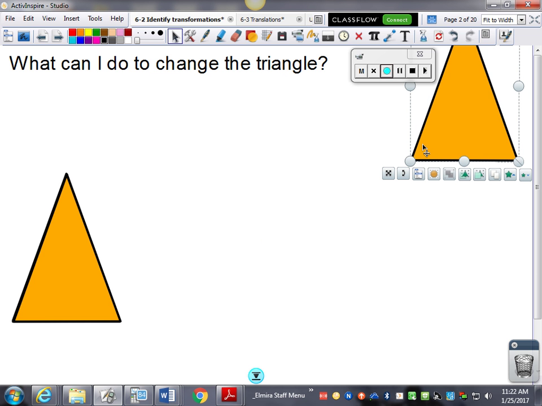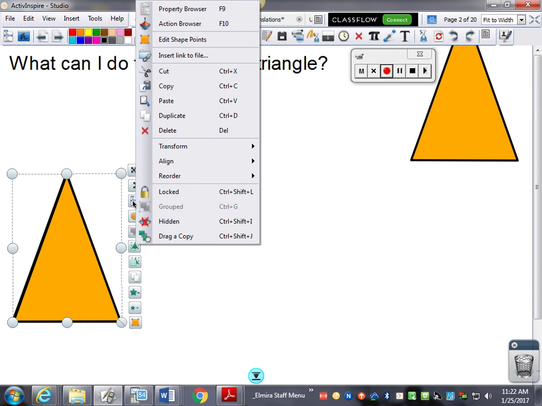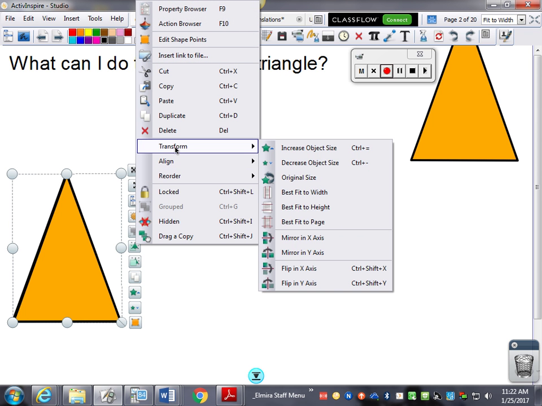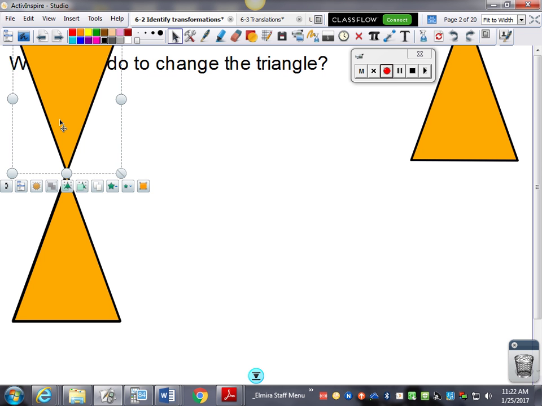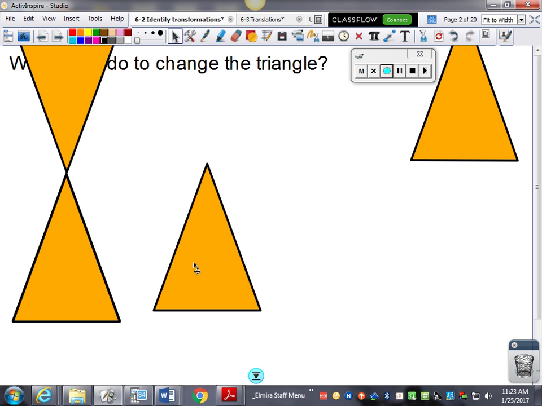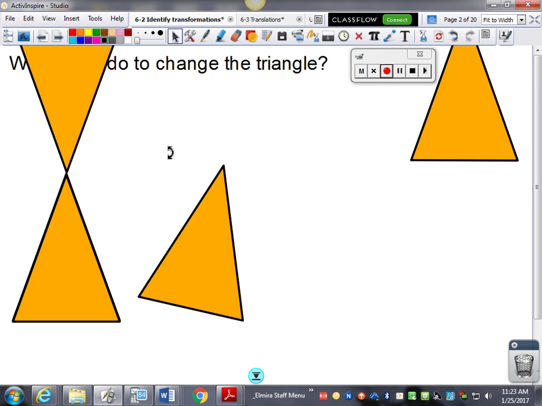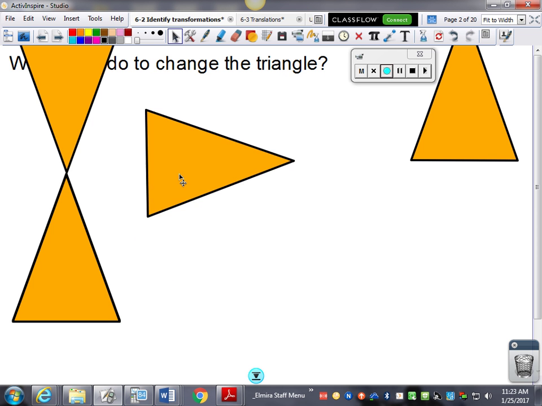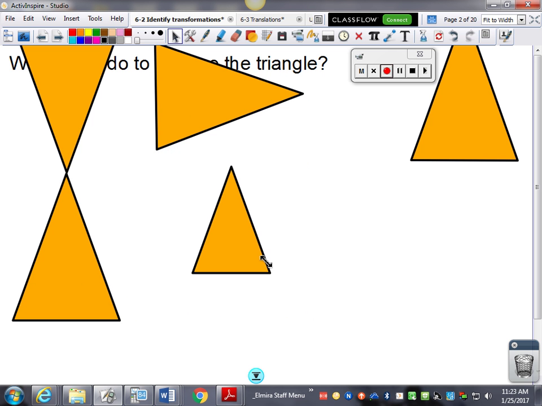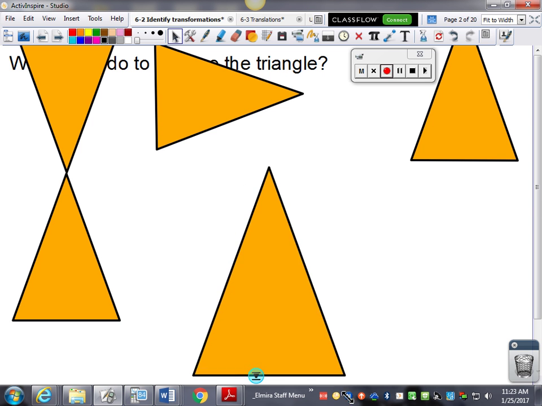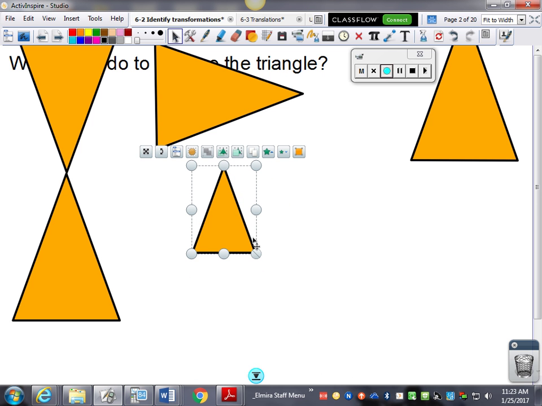Okay, another thing I could do is take this triangle and flip it over, which is a reflection. So I took that triangle and I flipped it over. Okay. I could take the triangle and rotate it, turn it. So that's another possibility. And lastly, I could take the triangle and make it smaller, make it bigger. Okay, that's called a rotation.